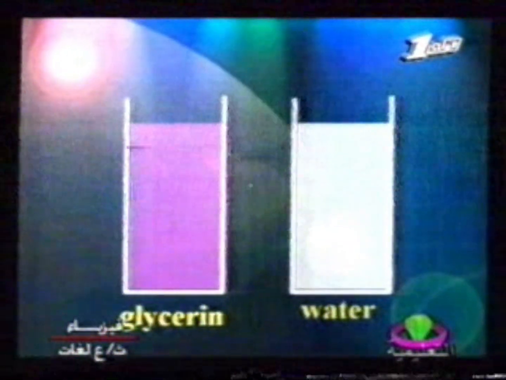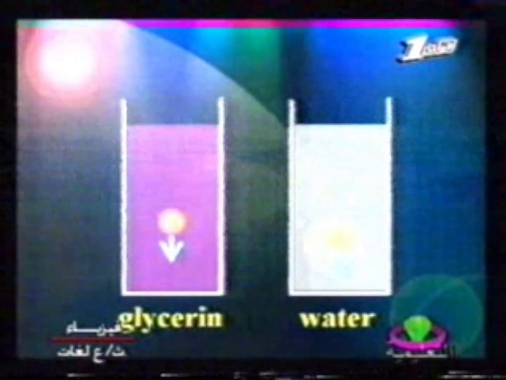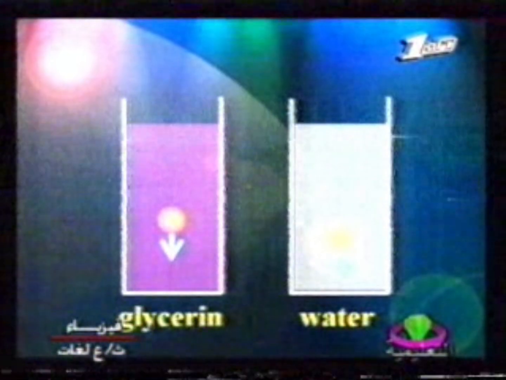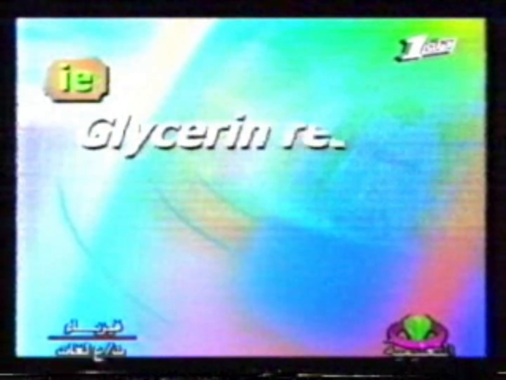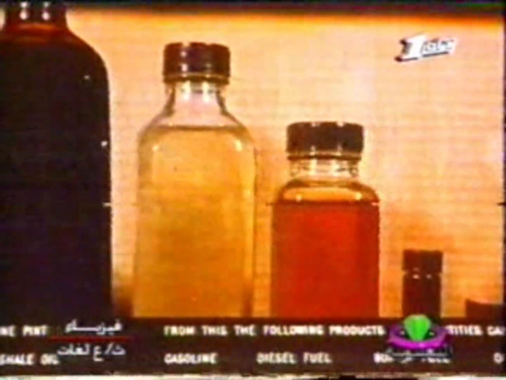The last one. Take two similar jars containing the same volume of water and glycerin. Drop in each a similar metallic ball. We will find that the ball falling in water takes a smaller time than in glycerin to reach the bottom. That's to say, glycerin resists the motion of the ball more than water does.